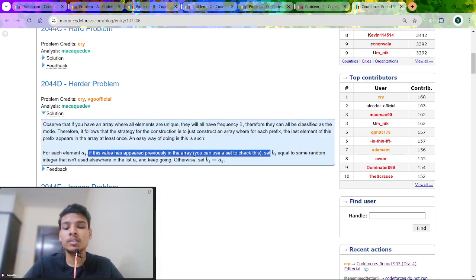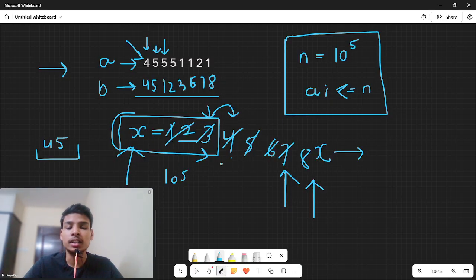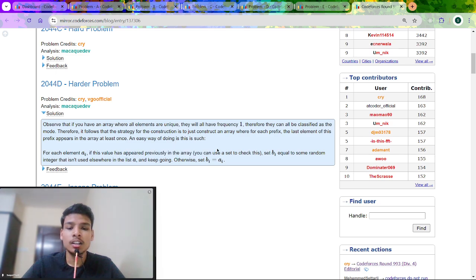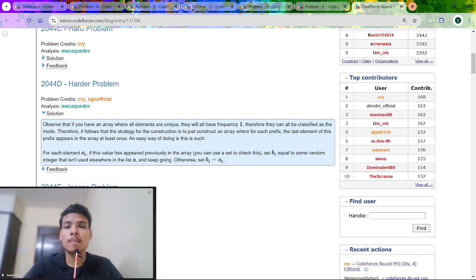Or they are using a set, but you can also choose a number like this and increase it until you find the frequency 0, right? And you can set b of i equal to some random number that isn't used elsewhere in the list a of i. This is the thing which they are talking about also. But yeah, keep going until you find the answer. So that's the solution of problem number D.